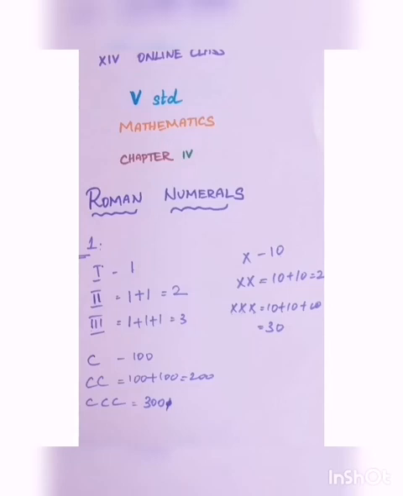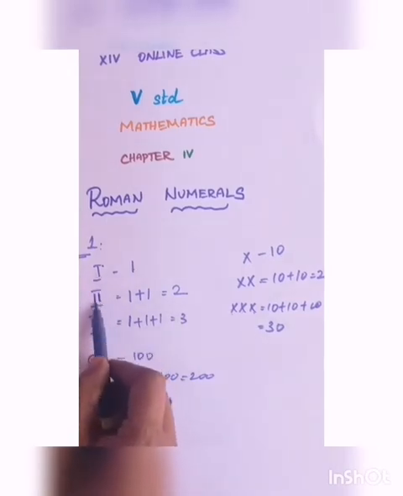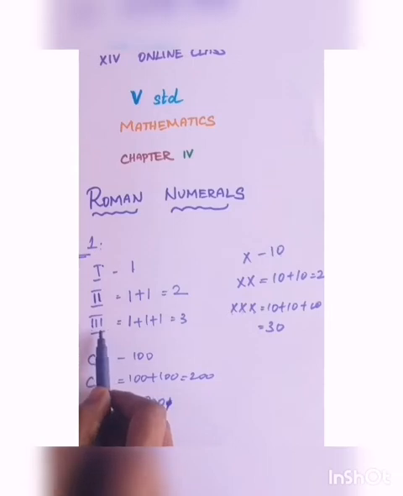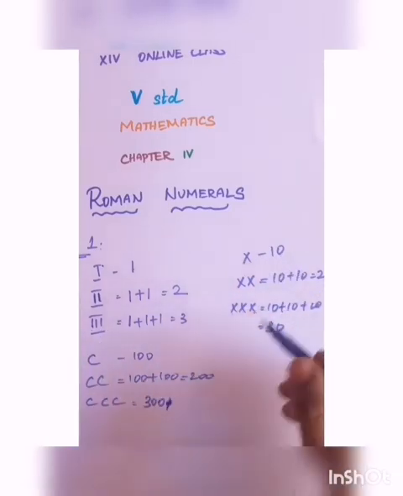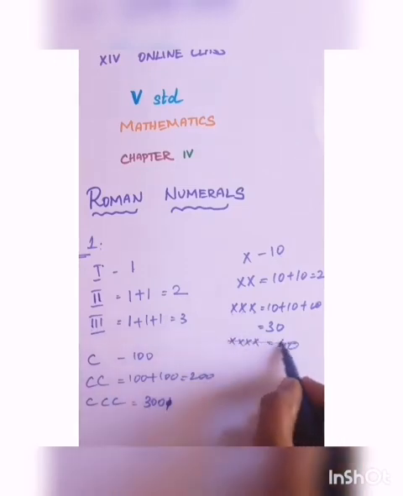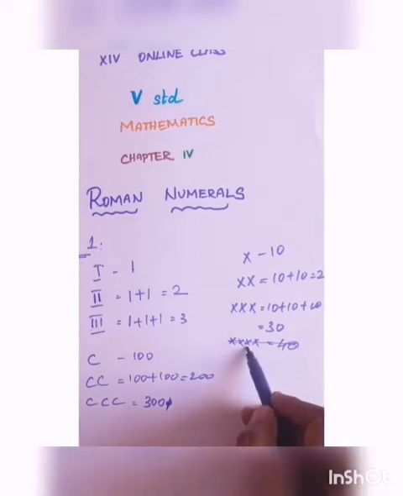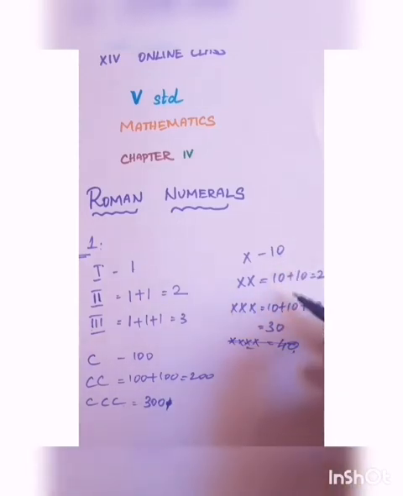One more note: the same symbol cannot be repeated more than 3 times together. Here I is repeated 1 time, here 2 times, here 3 times. Here also X is 1 time, 2 times, 3 times. We cannot represent 40 as XXXX. This one is wrong, because in Roman numerals we cannot repeat the letters more than 3 times together. Up to 10, 20, 30 is correct. This model is correct, but we cannot represent 40 like this.